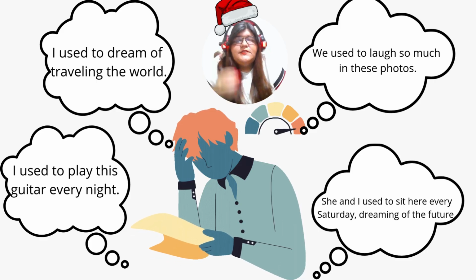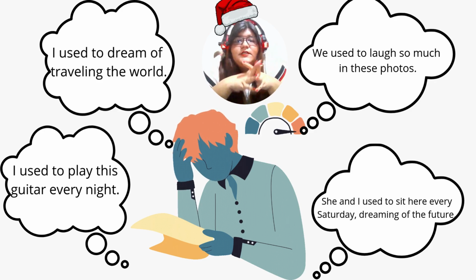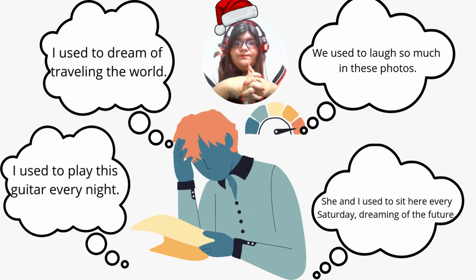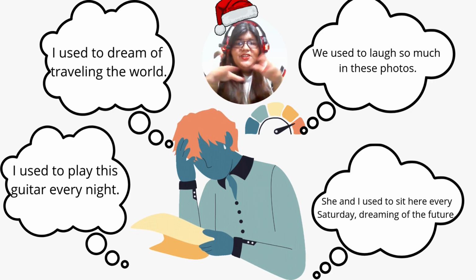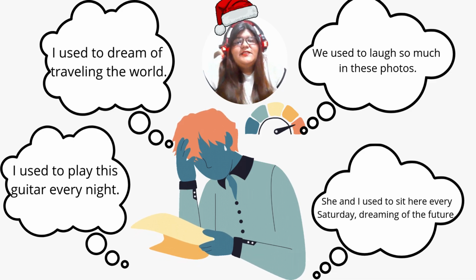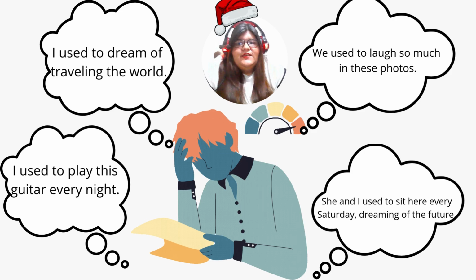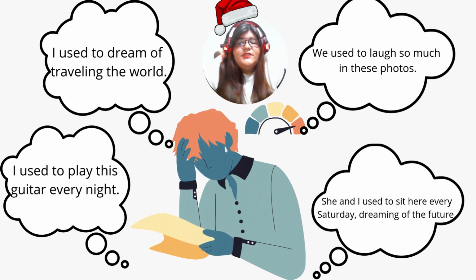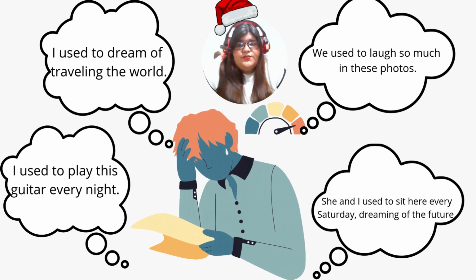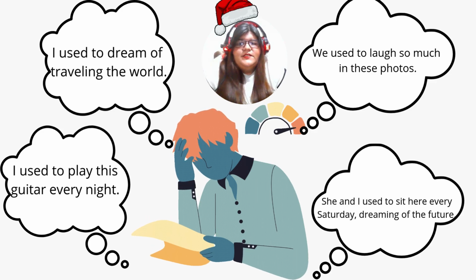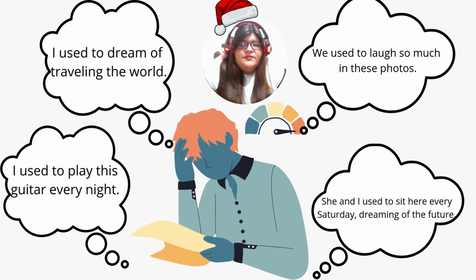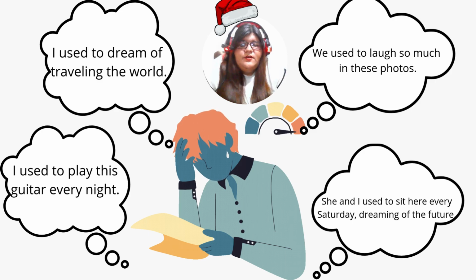So now, guys, I decided to picture it like a bonus tip, right? For you to understand better. We have this guy having thoughts. He's in overthinking mode, right? Let's see what he is thinking. He says, I used to dream of traveling the world. We used to laugh so much in these photos. I used to play this guitar every night. She and I used to sit here every Saturday dreaming of the future.